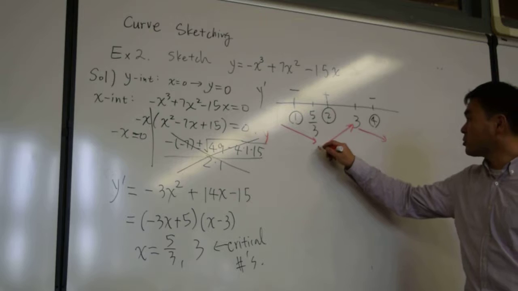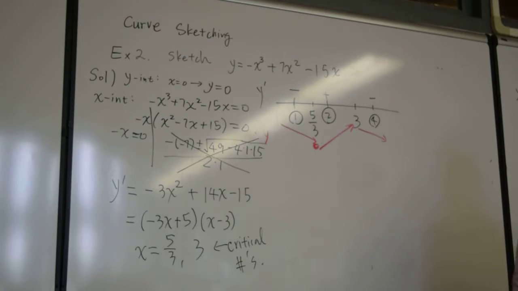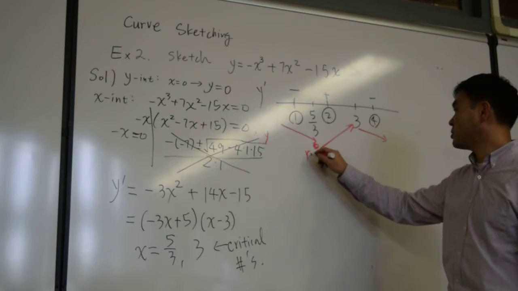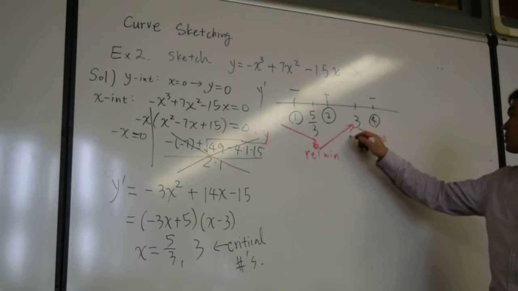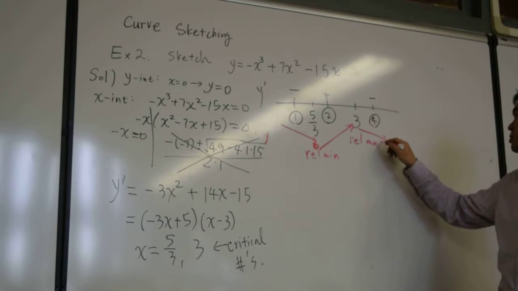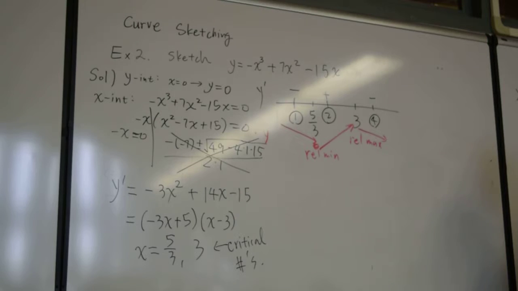Therefore, at 5 over 3, what kind of extrema do you have? Relative minimum. How about this point? Relative maximum. At 3, you have a relative maximum.